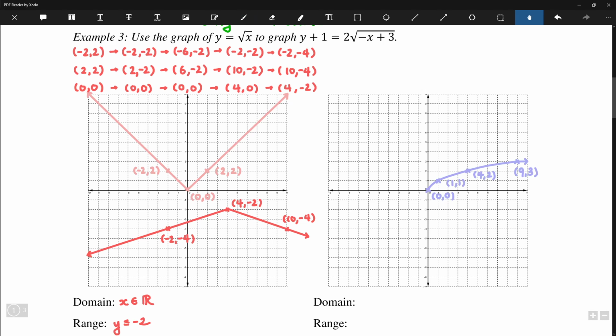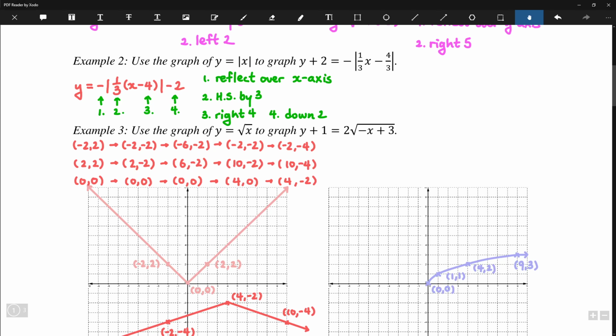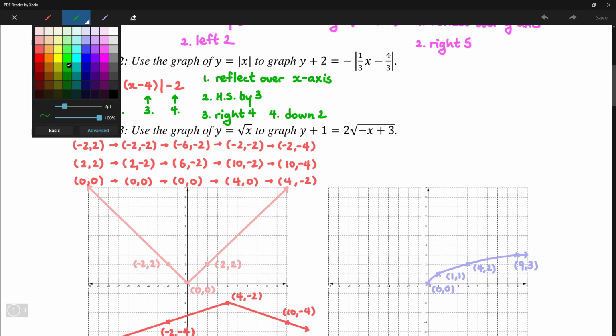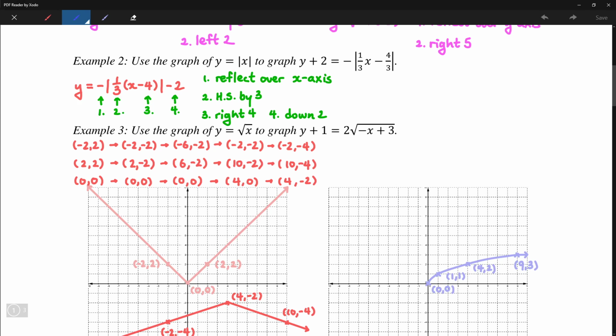Alright, let's look at example number 3, which has to do with a square root function. The square root function y equals square root of x is transformed to y plus 1 equals 2 times the square root of -x plus 3. Similar to the previous example, let's reorganize things slightly. We have y is equal to 2, and then we're going to factor out the negative sign underneath the square root sign, like so. And outside of the square root sign, we have -1 from both sides.